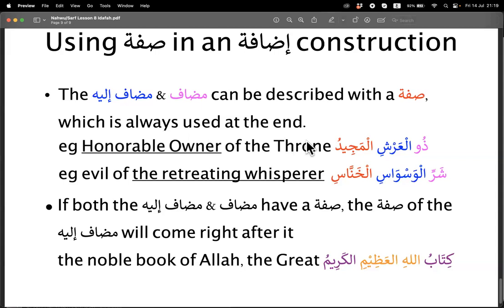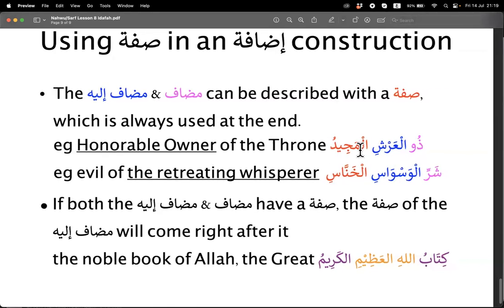If it was Al-Majidi, which I think is in another qira'ah, then it will be the sifah of who? Arshi or Zu? If this is Al-Majidi, it will be the sifah of what? Zu or Al-Arshi? It's the sifah to al-Arshi. Yes, so it becomes owner of the honorable throne, not honorable owner of the throne. Understand? So you must see the properties.